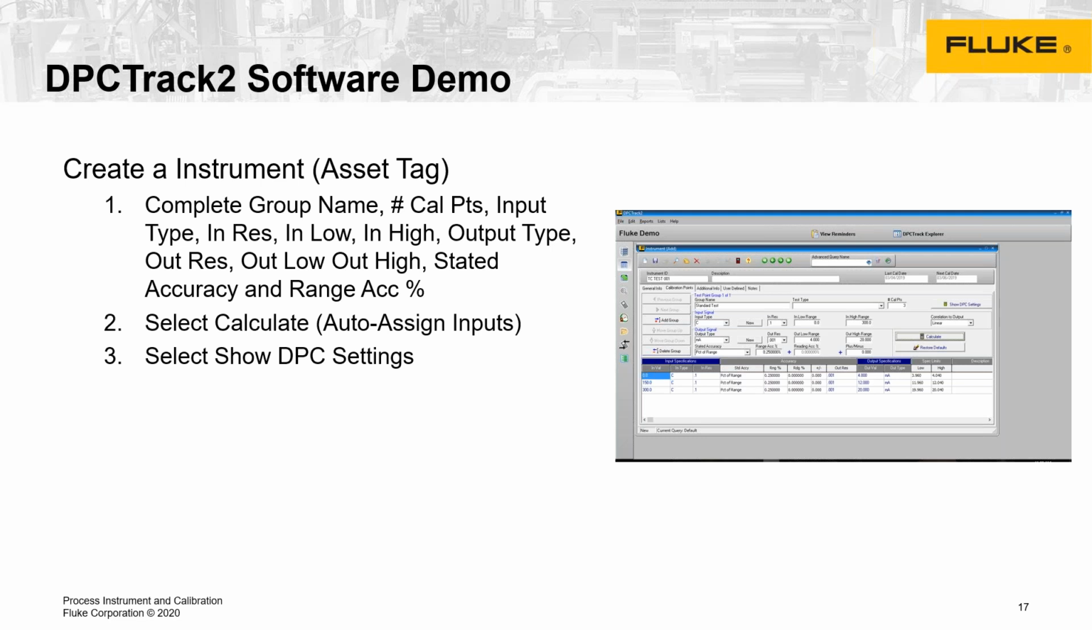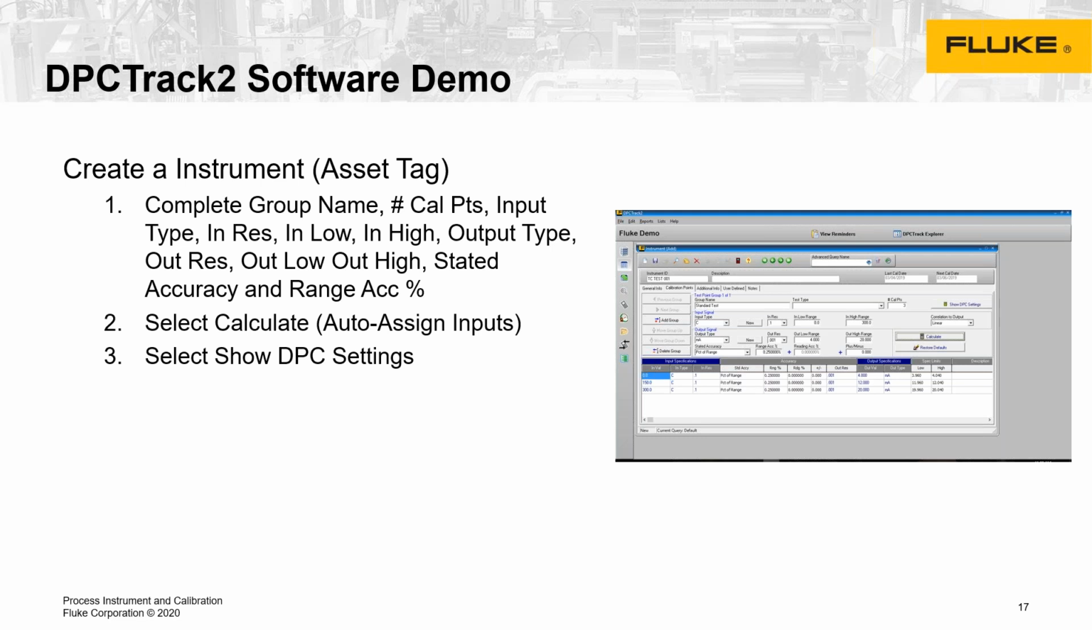would be. So in this case, an input of Celsius at a resolution of 0.1 input resolution, low range being 0, high range being 300, the output type being milliamps with 3 decimal places, low range 4 milliamps, high range 20 milliamps.